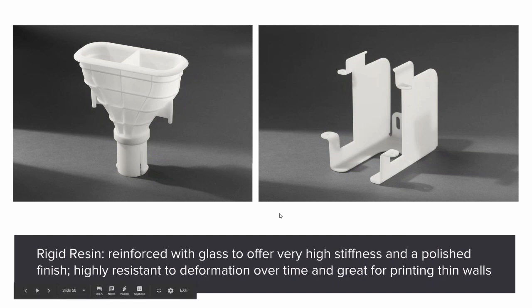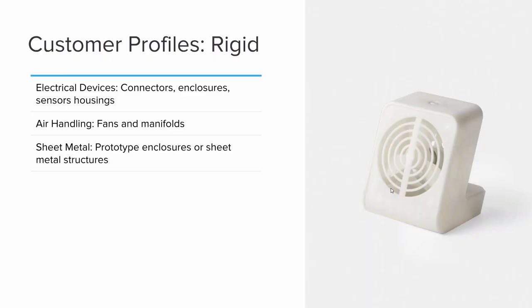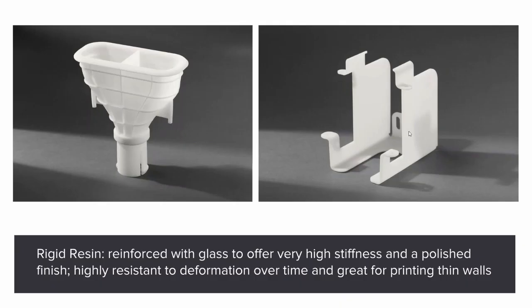It's really resistant to deformation over time because of the glass fill, and it makes this material really great for printing thin wall parts. So you can see some airflow manifolds, some prototypes of sheet metal here. We've seen it used for different enclosures for electrical devices. So connectors, enclosures, or sensor housings, and air handling again, like fan blades or manifolds, and then sheet metal prototypes of sheet metal components like you see here in the top right.